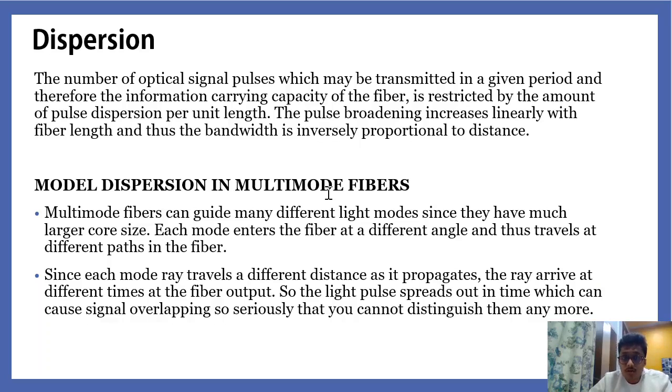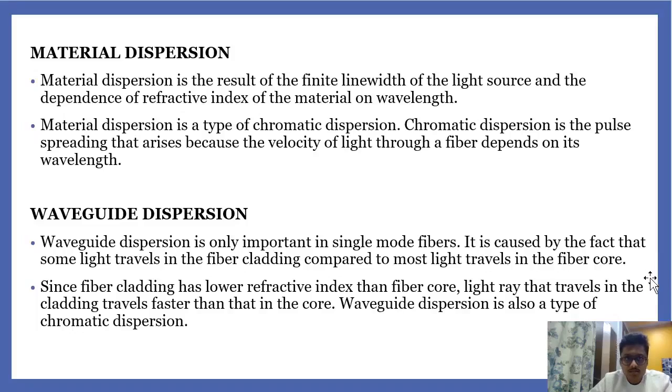Modal dispersion in multimode fibers. Multimode fibers can guide many different light modes since they have much larger core size as compared to the single mode fibers, as discussed earlier. Each mode enters the fiber at different angles and thus travels at different paths in the fiber, which leads to dispersion. Since each mode ray travels a different distance as it propagates, they arrive at different times at the fiber output. So the light pulse spreads out in time, which can cause signal overlapping so seriously that you cannot distinguish them anymore.